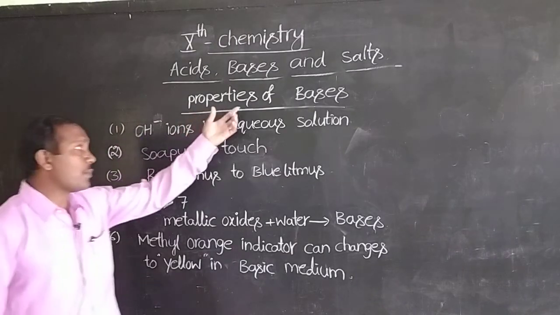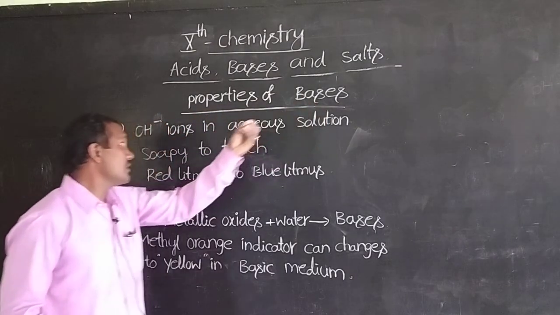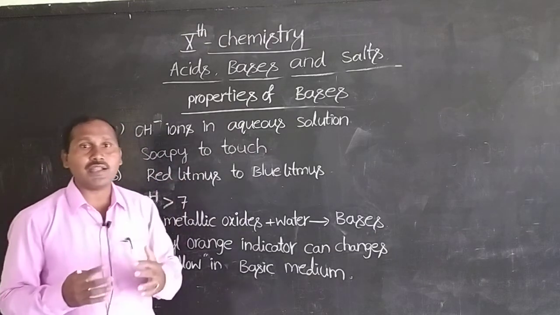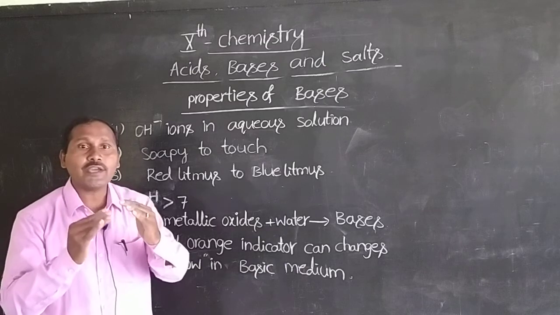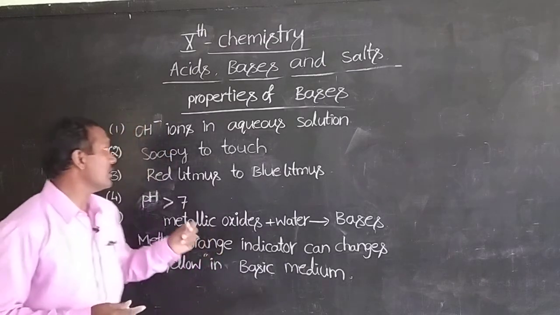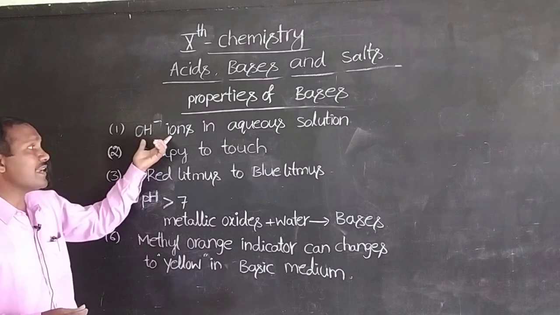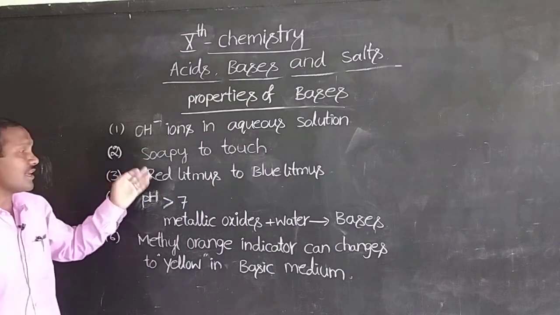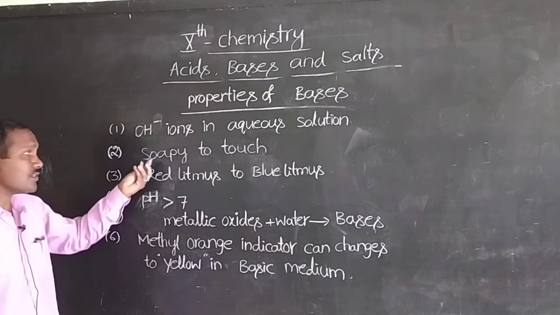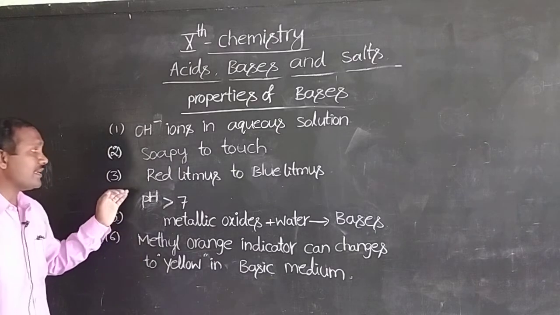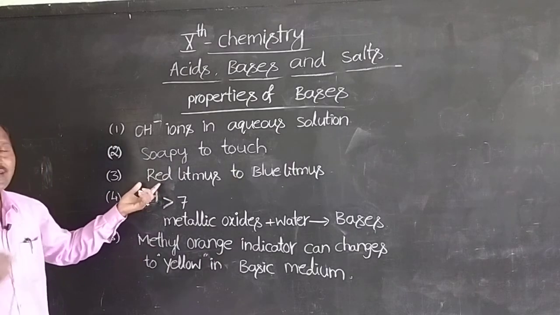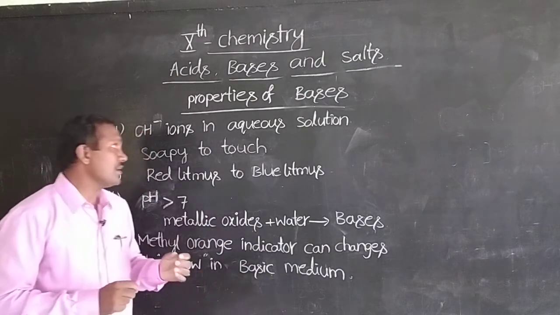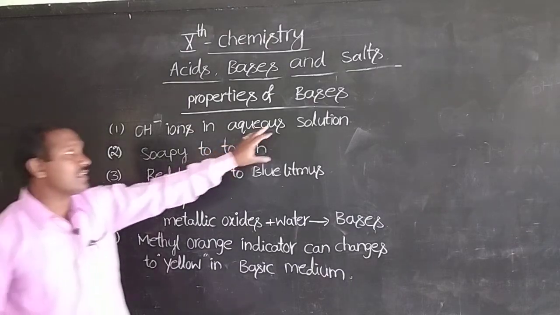Next is properties of bases. First, a base is a substance which produces OH minus ions in aqueous solution. Next, bases are soapy to touch. Next property: bases turn red litmus paper into blue litmus paper. So that is also how a base is identified.